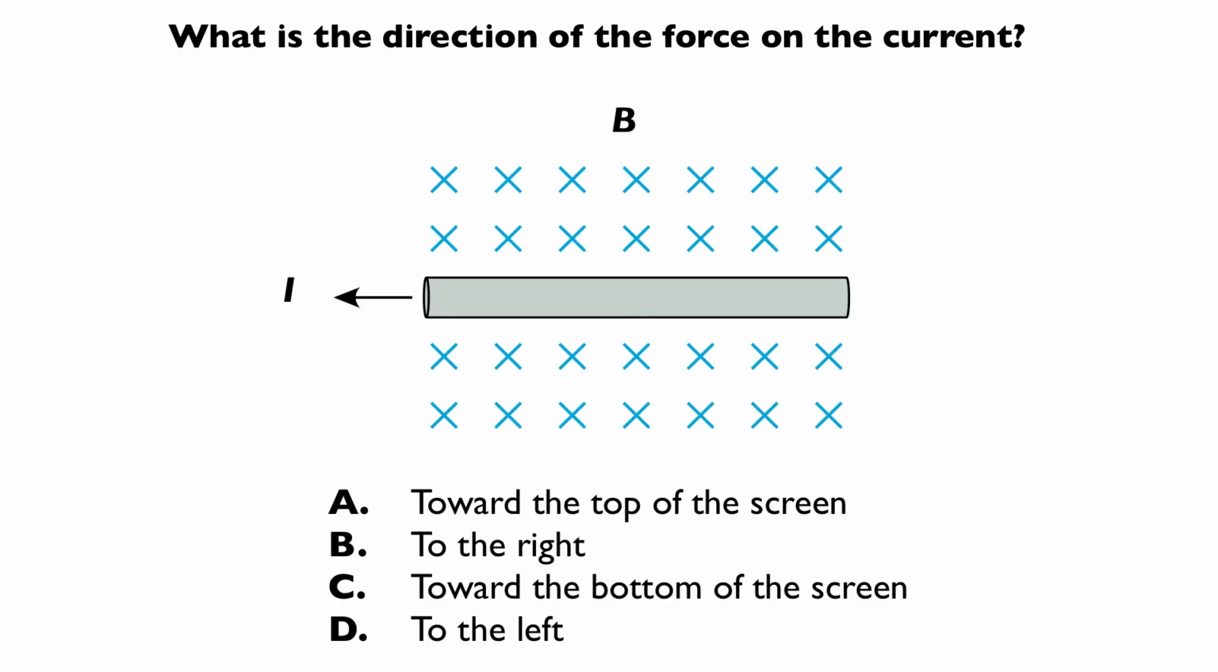Now let's do a quick check. Suppose I have a current in this wire that's directed towards the left side of the screen. Magnetic field as shown here. Question, what is the direction of the force on the current? Towards the top of the screen, towards the right, towards the bottom of the screen, or toward the left? This is going to be question number 5 on the quiz that you will have.